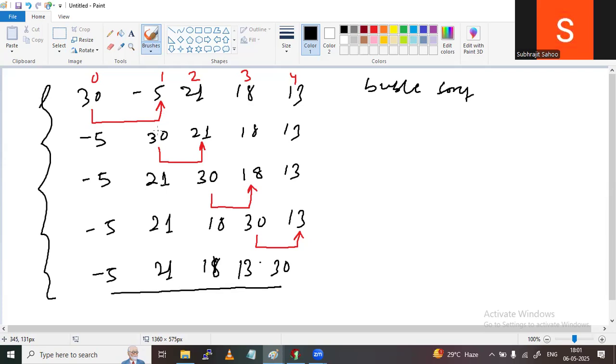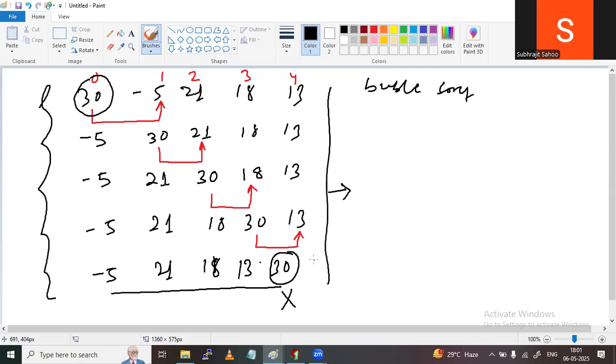But observe, after this one execution, 30 is the biggest number in this list, so 30 is already in its position. The bigger number is at the end, the rightmost element. So when I go for the second attempt, I will ignore 30. I will not consider it. Why? Because 30 is already in its proper position.